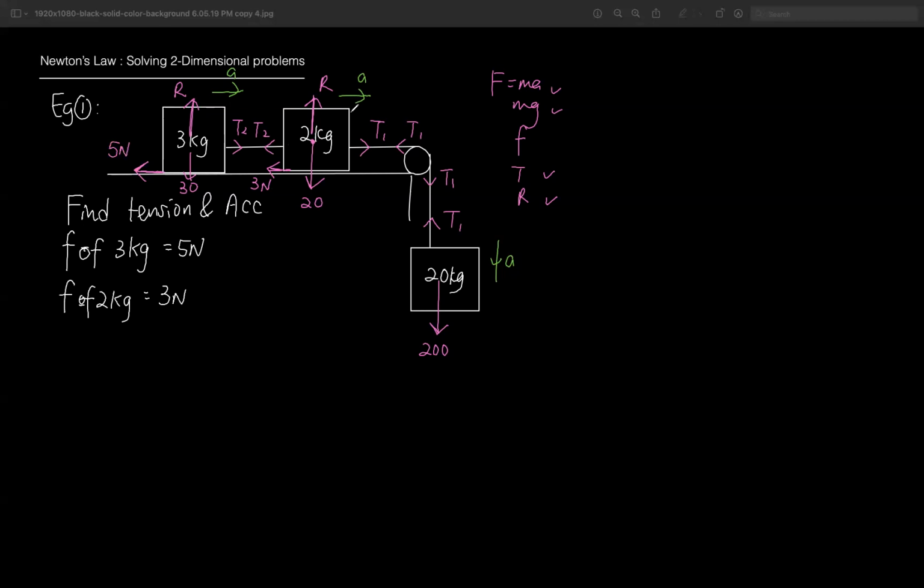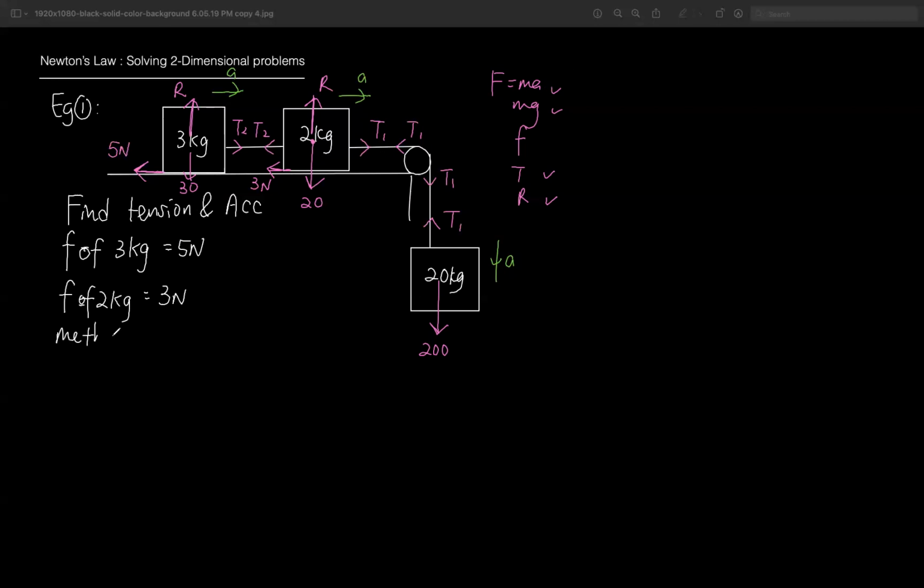Let's find the acceleration first. To find the acceleration, there are two methods. I'm going to show you the two methods. Sometimes you'll find method 1 is easier, sometimes you'll find method 2 is easier. I'm just going to show you both so that you can pick which one you like best. It also depends on the question. Some questions method 1 is easier, some questions method 2 is easier. So let's look at method 1 first.